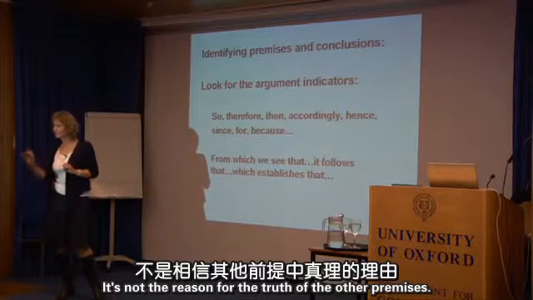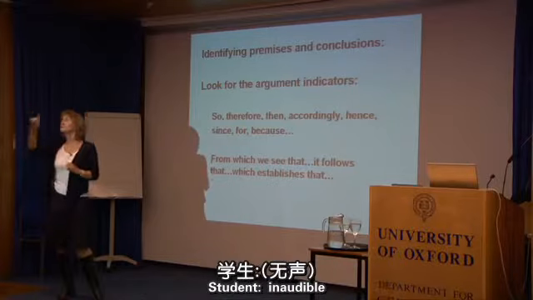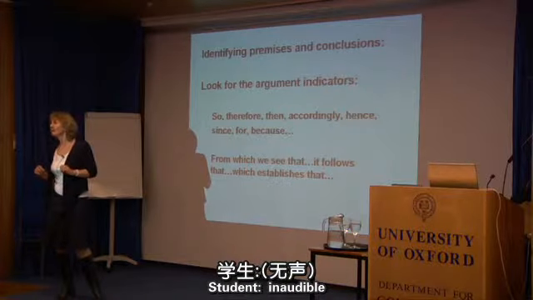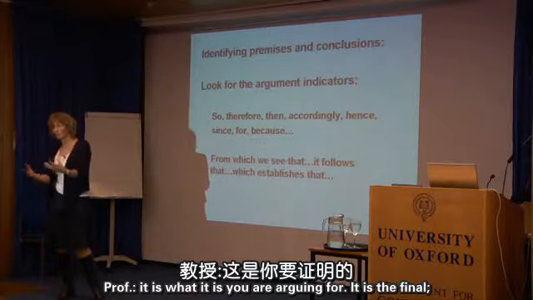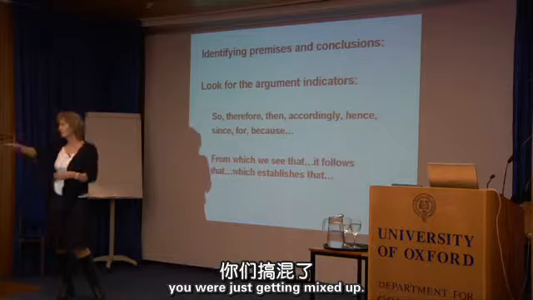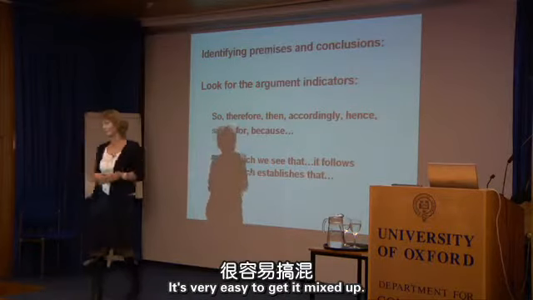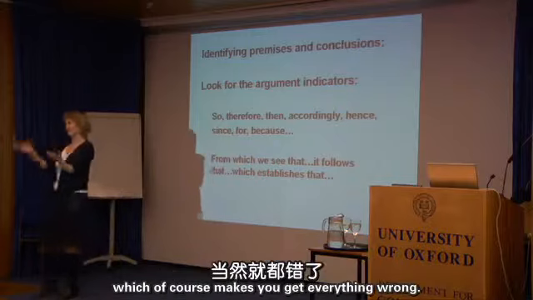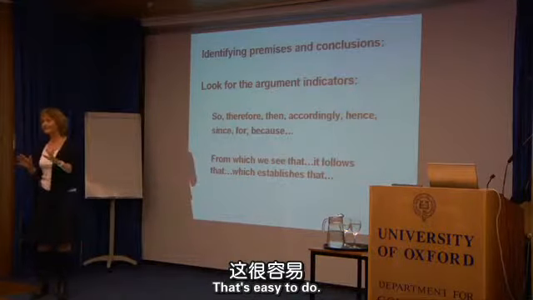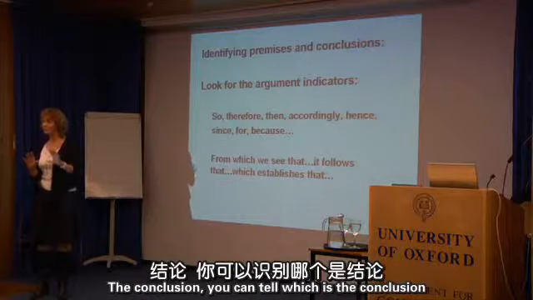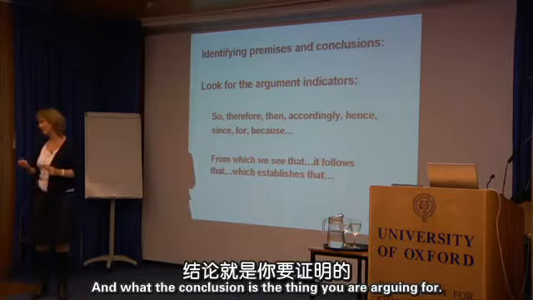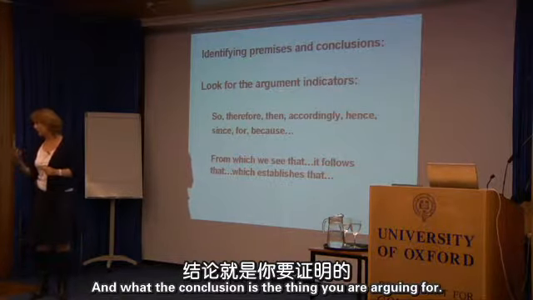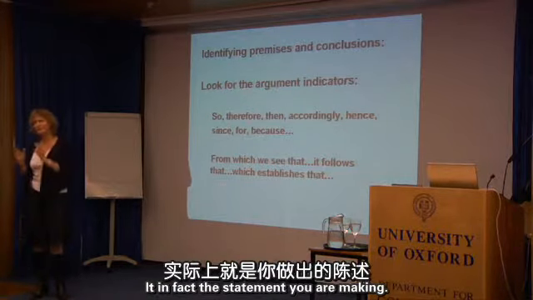It's not the reason for the truth of the other premises. The other premises is what you said, actually, isn't it? That's right. It's what it is you're arguing for, isn't it? It's the final. You were just getting mixed up there, and it's very easy to get mixed up. And when you get mixed up, of course, you invert it, which gets everything wrong. But that's easy to do. But the conclusion, you can only tell which is the conclusion by looking at the function of that sentence in the argument. And a conclusion is the thing you are arguing for. It's, in effect, the statement you're making.